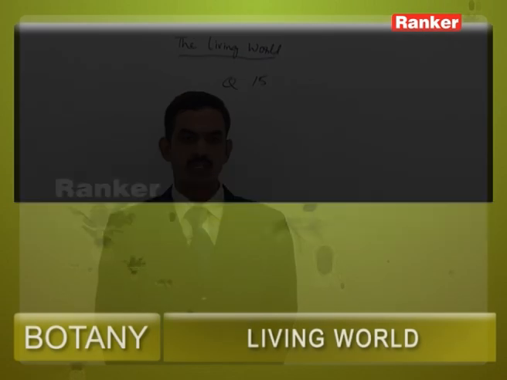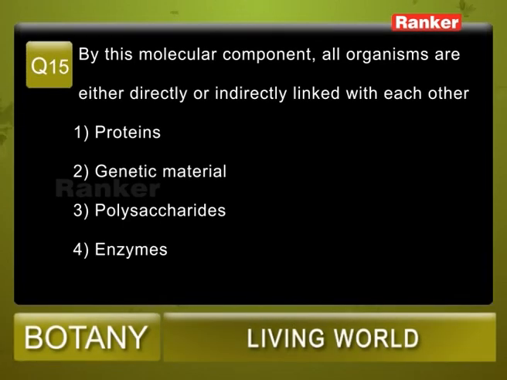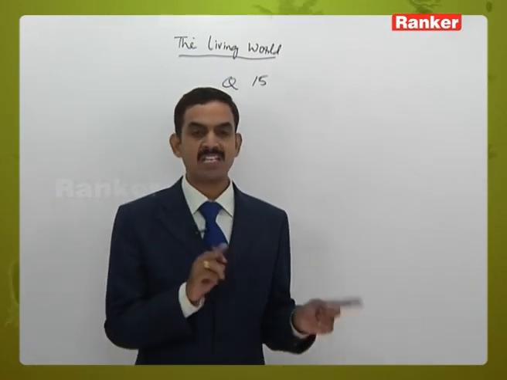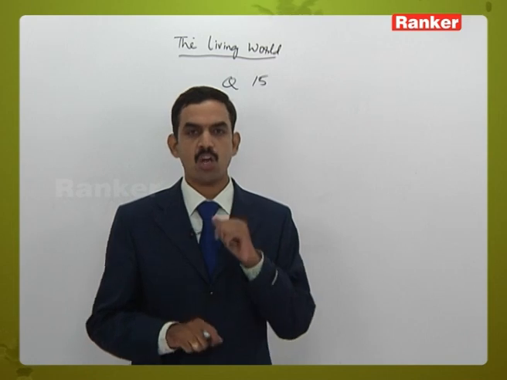Question number 15, by this molecular component, all organisms are either directly or indirectly linked with each other. Options: 1 proteins, 2 genetic material, 3 polysaccharides, and 4 enzymes. Okay, here the question is related to the linking of one organism to other organisms.